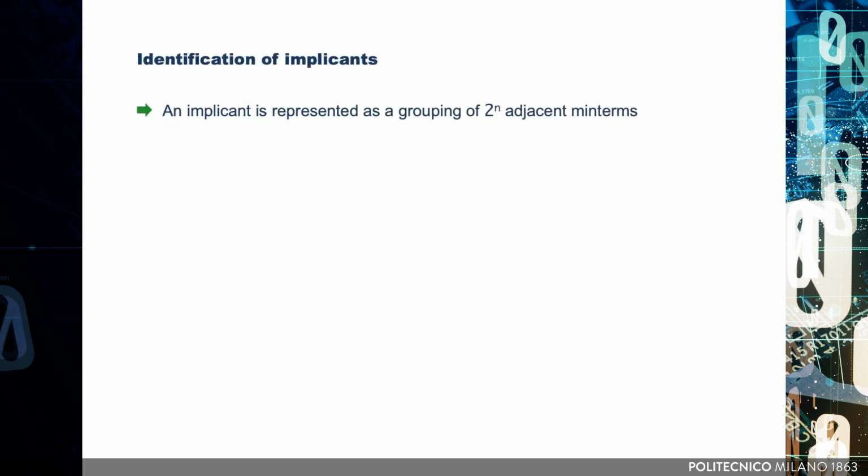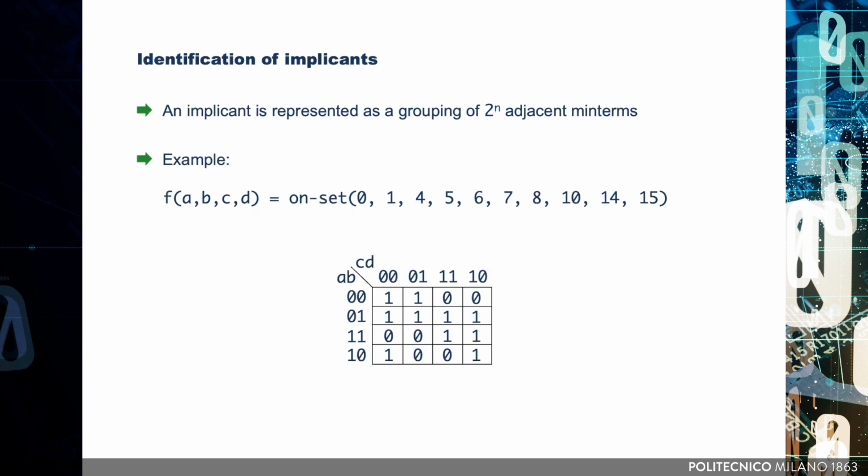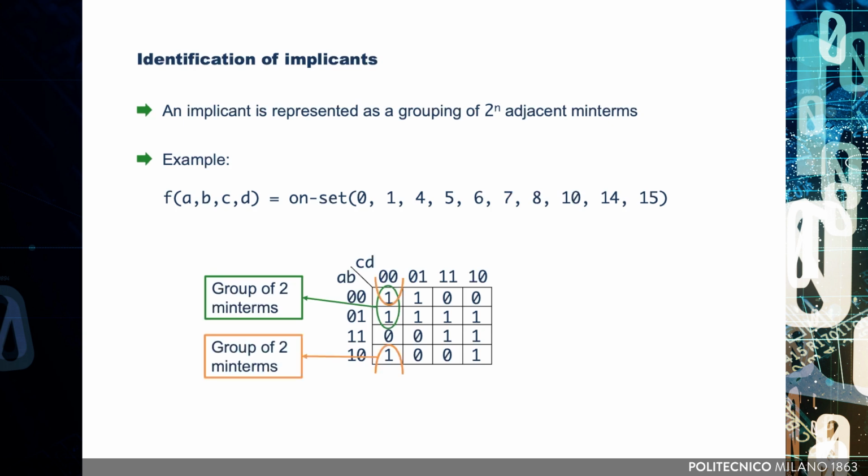Based on what we have studied in the previous modules, we can identify an implicant on the Karnaugh map as a grouping of 2 to the power of n adjacent minterms. Let's take an example. Let's consider the following function, for which we show the Karnaugh map. Here is an example of a grouping of two ones. Here is another one, which reminds us that the first row of the map is adjacent to the last one, as they are at a Hamming distance of 1.